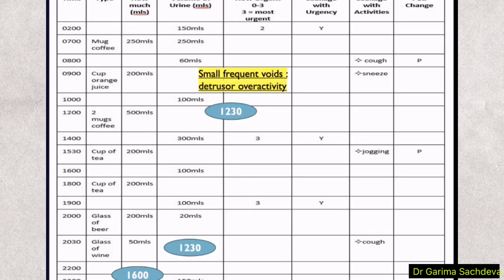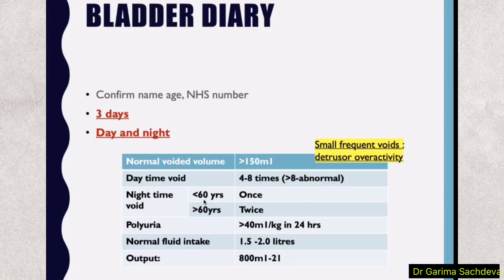Night-time voids, if the patient is less than 60 years, should be only once; if more than 60 years, maximum twice. Daytime is 4 to 8 times, and if it is more than 8 times, it is abnormal. Polyuria is more than 40 ml per kg in 24 hours. Normal fluid intake is 1.5 to 2 liters, and normal output is 800 ml to 2 liters. This is the average intake for everybody.